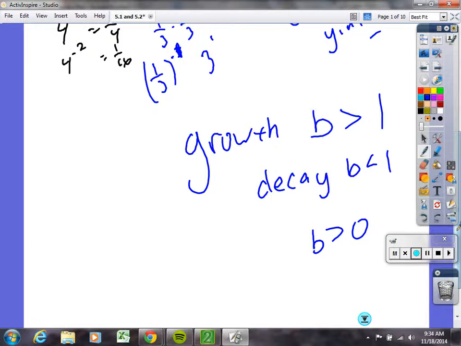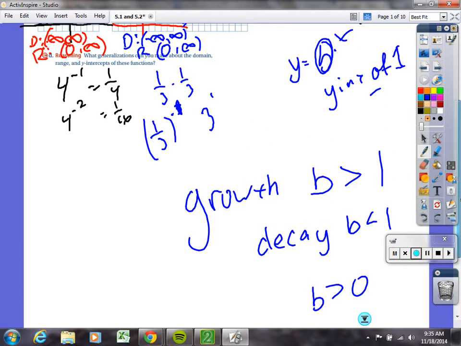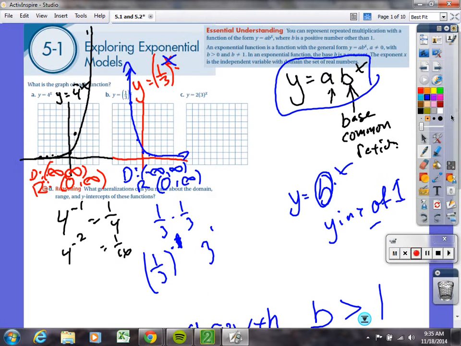Why would we never want it to be 0? 0 raised to any power is always going to be what as well? 0, right? Does that make sense to everybody? Okay, so those kind of make sense, but why would I not want a negative? Because I can do negative 2 squared. I can do negative 2 to the third. What's wrong with that?